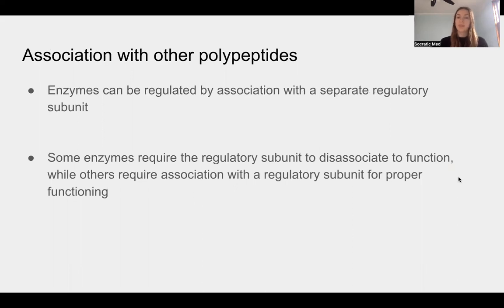Another way that they can be regulated is association with other polypeptides. Sometimes enzymes will have separate regulatory subunits. And these can differ a little bit. Some enzymes will require the regulatory subunit to dissociate for proper functioning, and some will require association with that subunit for functioning. So it's not necessarily one way or the other, it's just that in general, association or dissociation with that subunit alters the functioning of different enzymes.